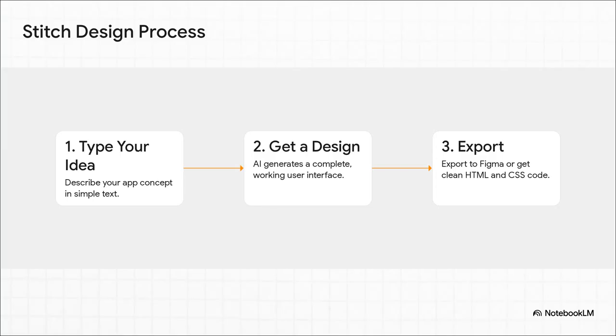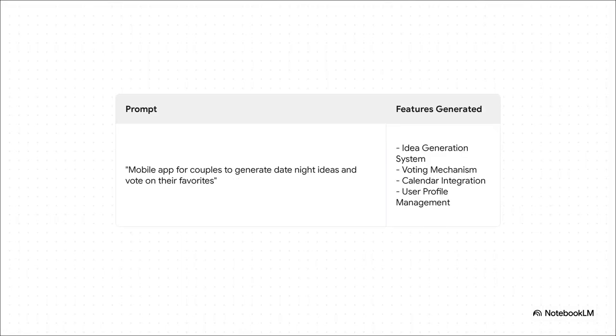And the process? It's literally 3 steps. It's that easy. First, you type your idea. Second, the AI does its thing and spits out a working design. And third, you can export it all straight to Figma to tweak it, or even get the code to give to a developer. You need 0 design skills, 0 coding skills. It's incredible.